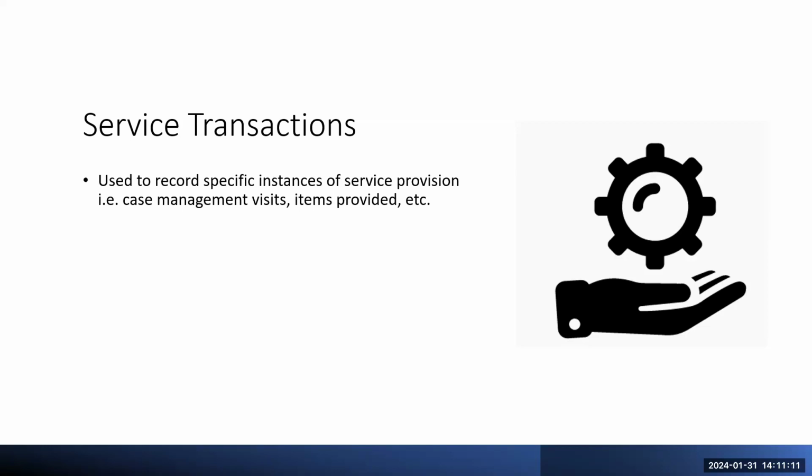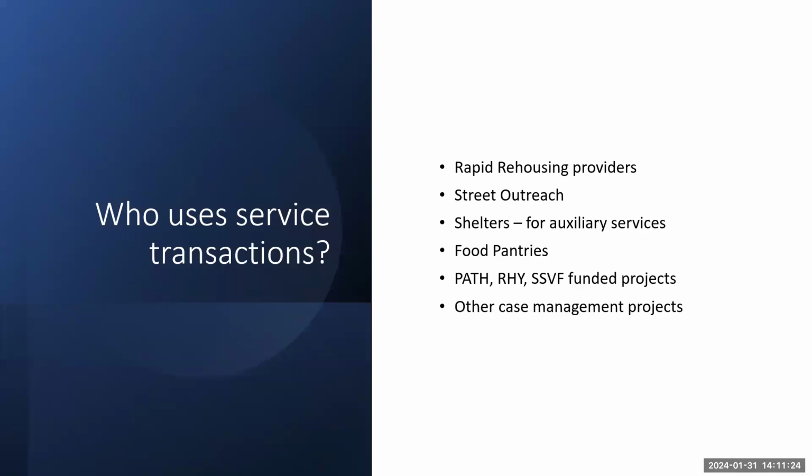So service transactions are used to record a specific instance of service provision like case management, food, household goods, transportation services throughout HMIS. You can use this if you do provide a variety of different services to the clients you serve. It's a great way to track how many services you're providing and how frequently. Who uses service transactions? Rapid rehousing providers, street outreach providers, emergency shelters for auxiliary services, food pantries, and other case management projects. Funded projects through PATH, RHY, and SSVF are the funding streams that are required to use service transactions as part of their data entry practices.